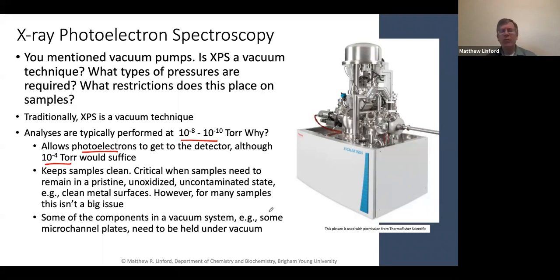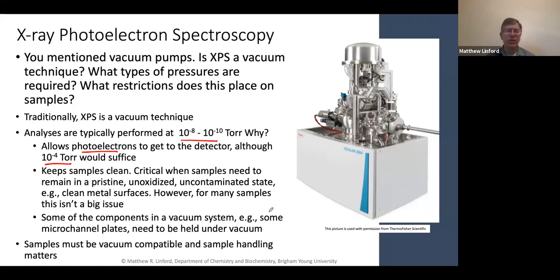In addition, some of the components of the XPS system, like microchannel plates, often need to be held under vacuum so that they can be kept in the state that they need to be in. So these are some of the reasons why XPS is done under vacuum, and again, these are the typical pressures that you will find in a standalone traditional XPS instrument.